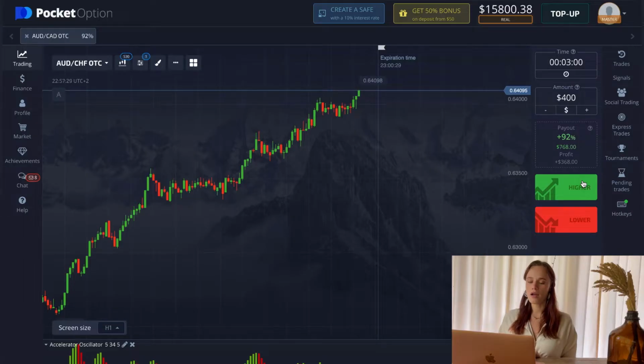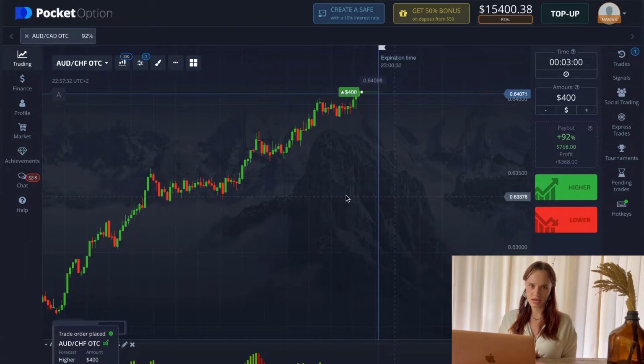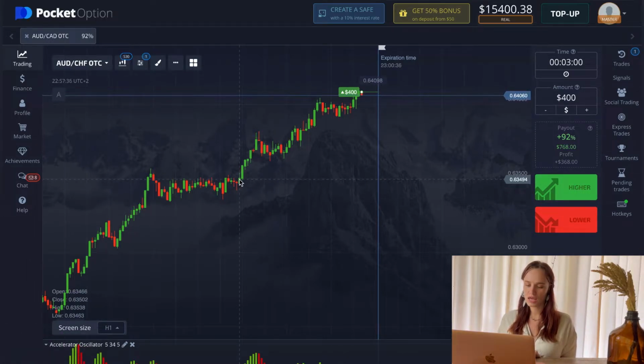So today we're going to look for the currency pairs where the price is in constant motion. That is, it is almost constantly rising or falling. I have already opened Pocket Option and made a $400 deal. Just a clear example of the constant upward trend.